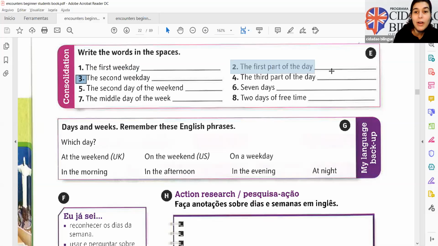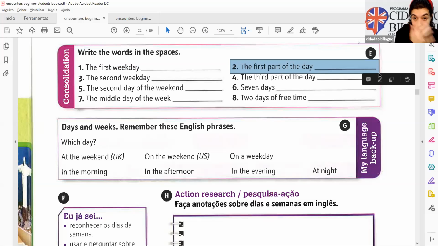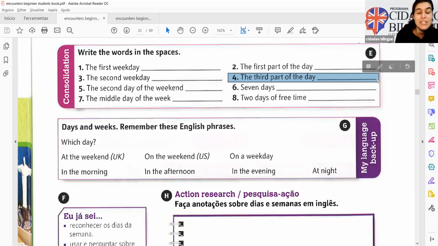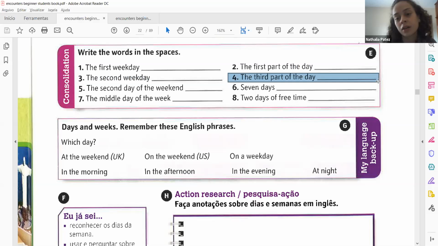Okay. The first part of the day. What's the first part of the day? A primeira parte é manhã. Morning? Yes, morning. The second weekday, Tuesday. The third part of the day. What's the third part of the day? Night. Yes, night. Or evening. Pode ser evening também.